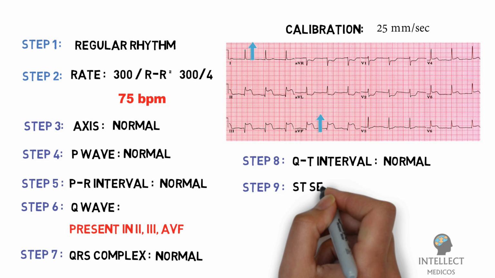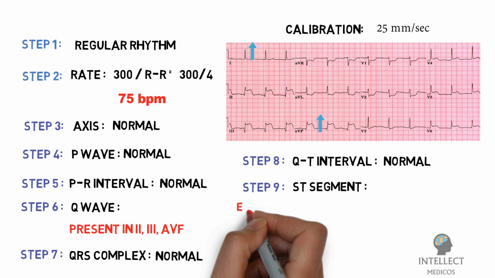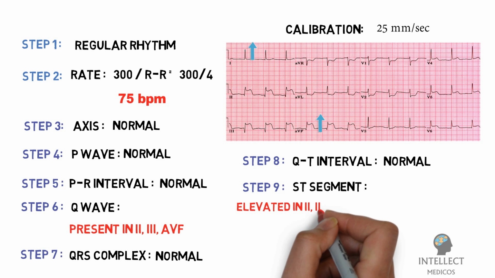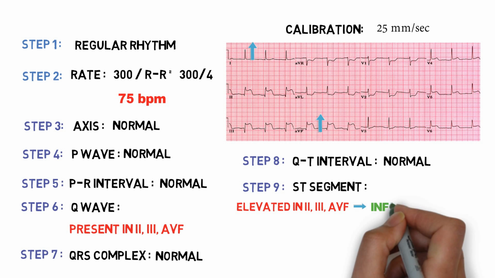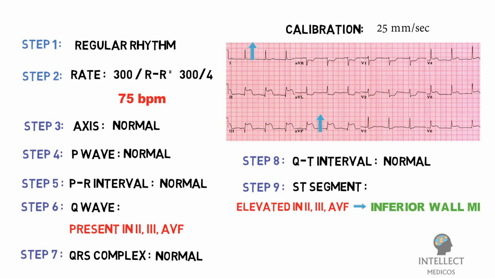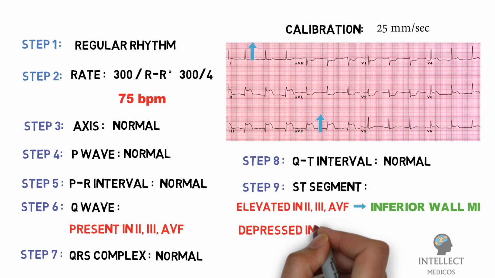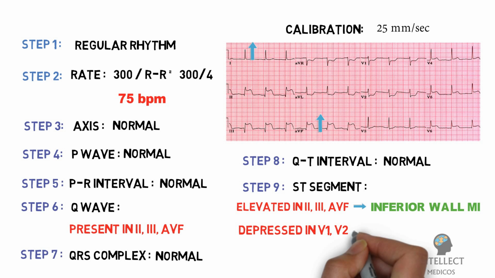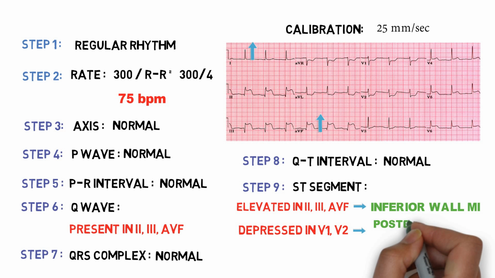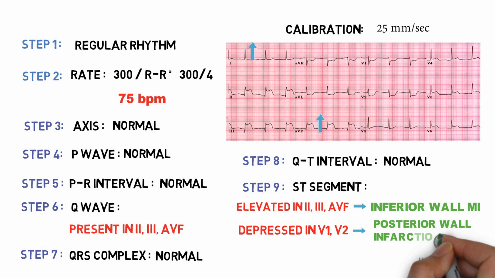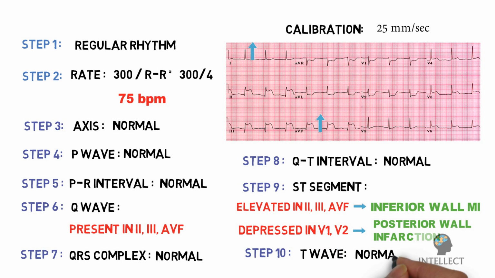Step number 9. ST segment. You can see elevation in lead 2, 3 and AVF, suggesting inferior wall MI. Also you can see there is ST depression in V1 and V2. So along with inferior wall MI, there is posterior wall infarction too. Now coming to step number 10, T wave is also normal. So this patient has inferior wall STEMI, that is ST elevation MI with posterior wall extension.